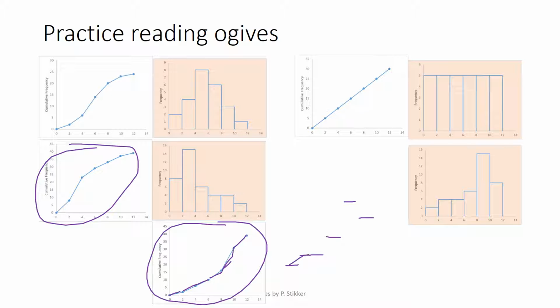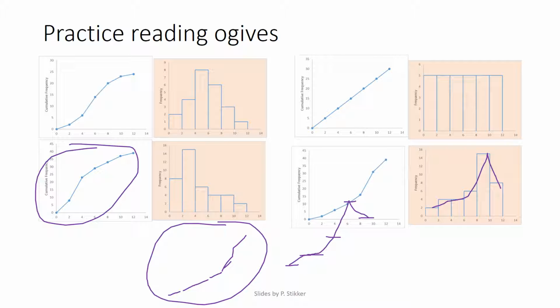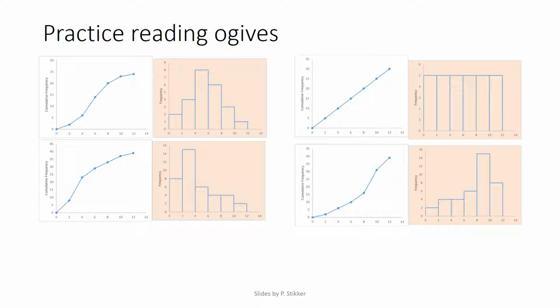So again, connecting the dots, we would get a pattern like this, which indeed is similar to the last histogram we had up here. So these two also belong to each other. So this is one way you can practice and see from an ogive what the matching histogram would look like.